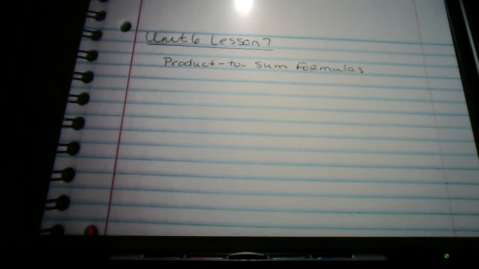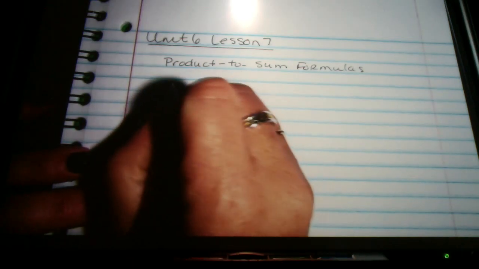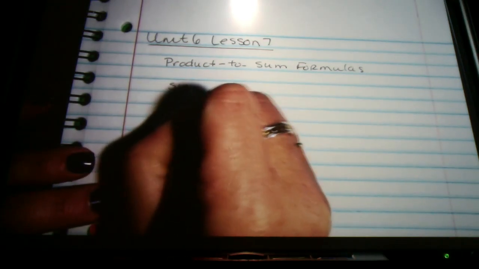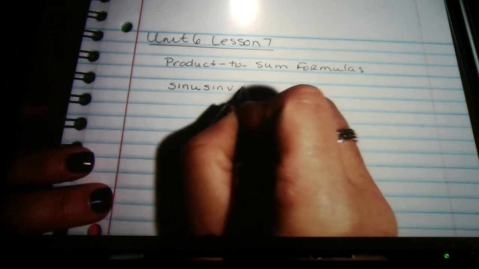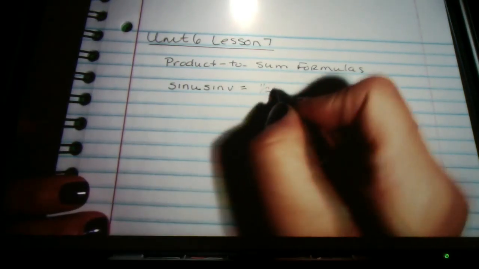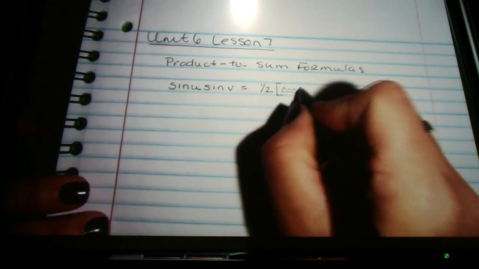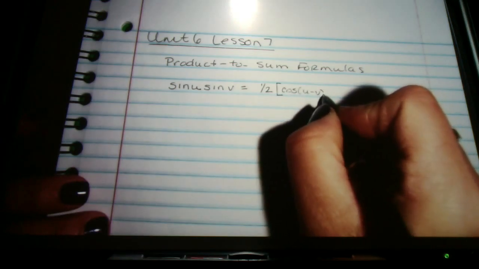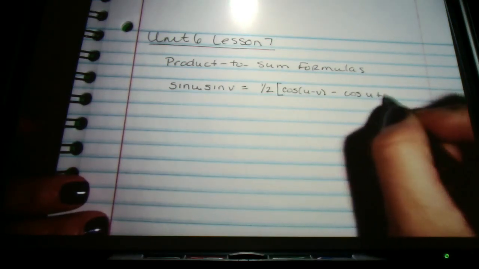All right. We have some more formulas. Love formulas. What we're going to do is take a product, like sine of u times sine of v, and we're going to have a formula that we can change into a sum, which is going to be 1/2 cosine of u minus v minus cosine of u plus v.